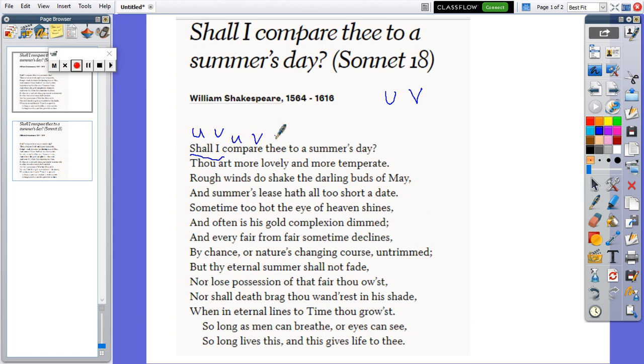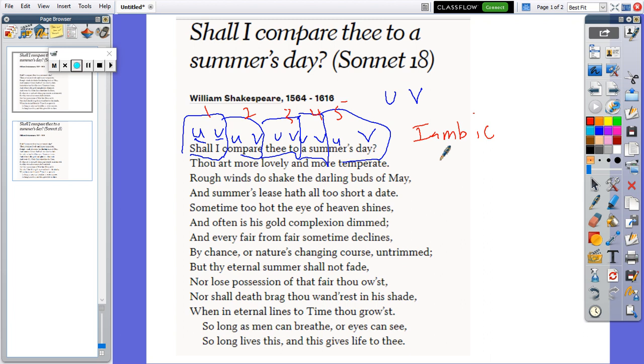Shall I compare thee to a summer's day? And so what you notice is you have an unstressed followed by stressed, unstressed followed by a stress, unstressed followed by stressed. And you work your way through. And how many of those do you have per line? Well, you have 1, 2, 3, 4, 5. These are what are called iambic feet. Why are they called iambic feet?